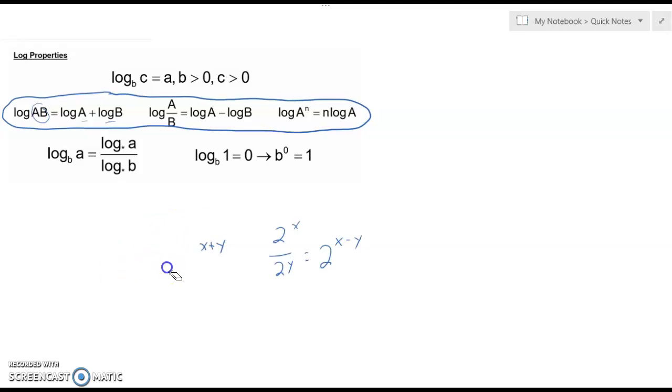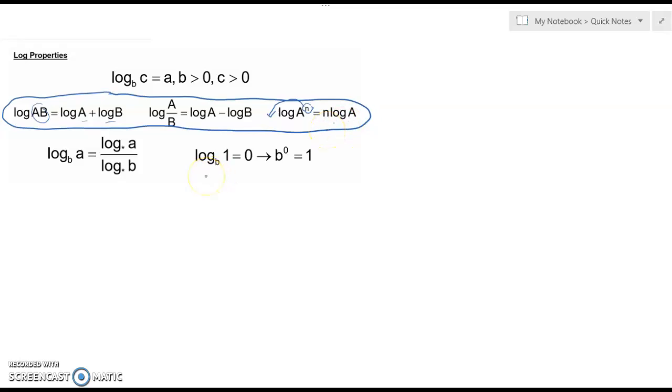Now, a new property that we're going to focus on is this one up here at the top, where it says log of a to the n. That n, because it's an exponent, we can basically just bring it out front and make it n times log of a. And that's going to help us when we do some condensing.